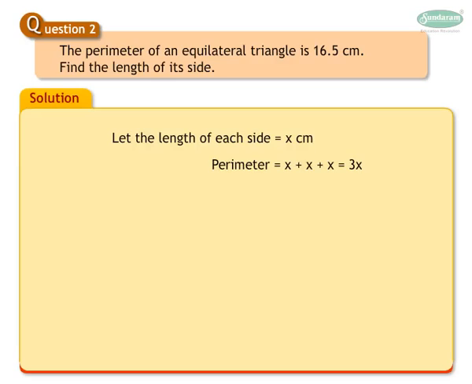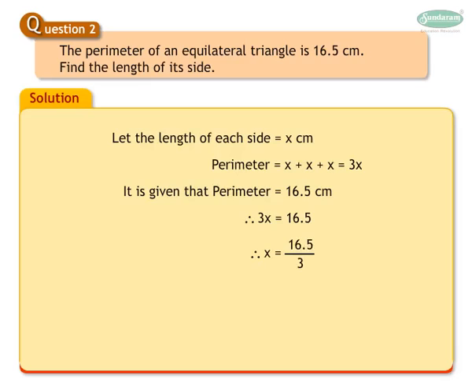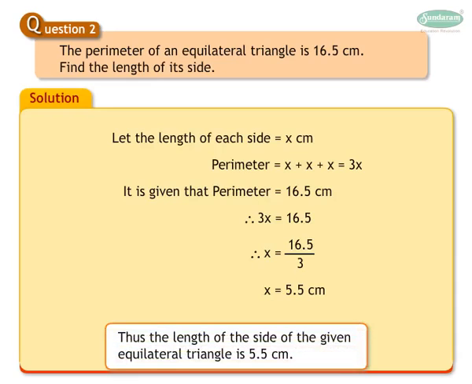That is, x plus x plus x, which is equal to 3x. Perimeter is given as 16.5 centimeters. So, 3x will be equal to 16.5. Therefore, x is equal to 16.5 divided by 3, which is equal to 5.5 centimeters. Thus, the length of the side of the given equilateral triangle is 5.5 centimeters.